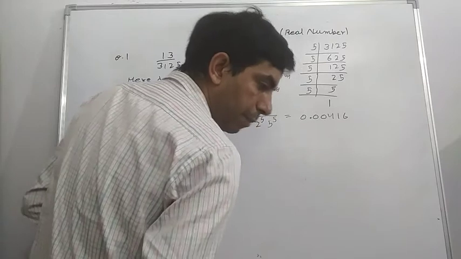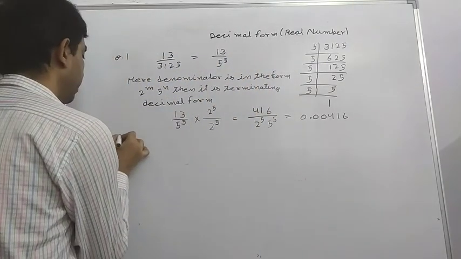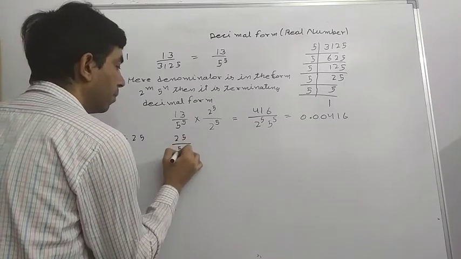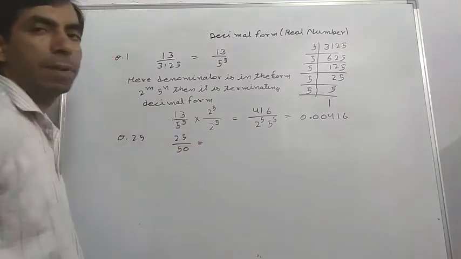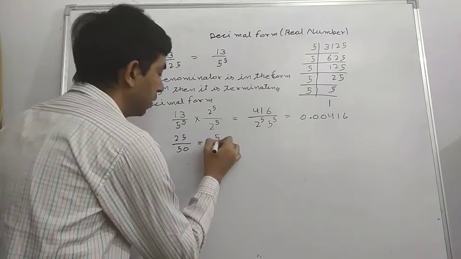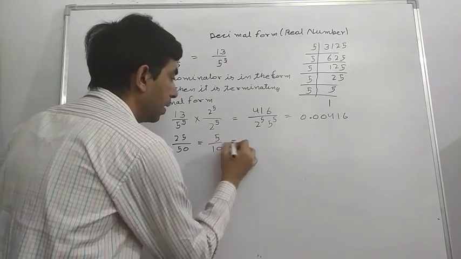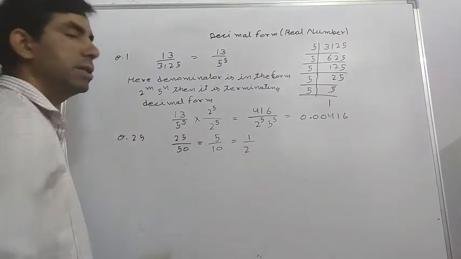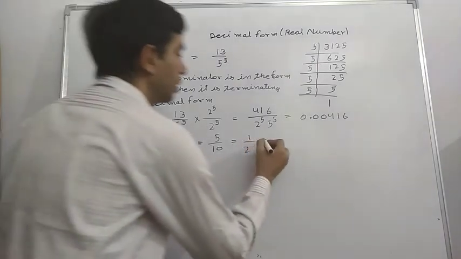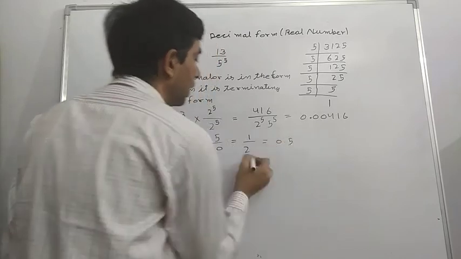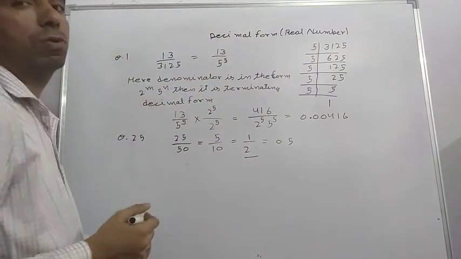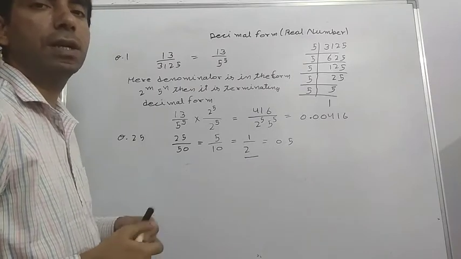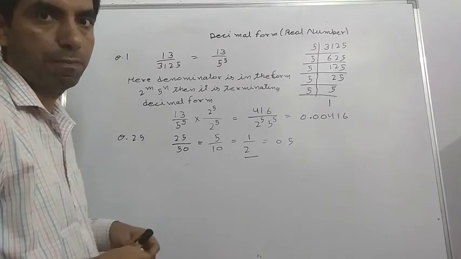Just like another number, 25 upon 50. Here both numbers are divided by 5: 5 times 5 is 25, 5 times 10 is 50, again 5 times 1 is 5, 5 times 2 is 10. It is easily calculated. So its solution is 0.5, but here also the denominator is in the form of 2 to the power m, 5 to the power n. Then we can say it is terminating decimal form.